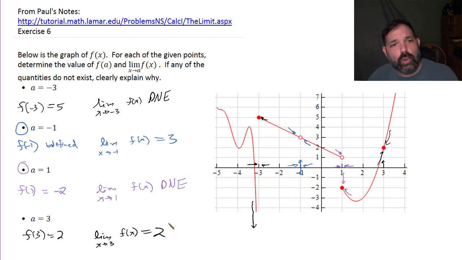All right, so that concludes this topic on the introduction to limits. In the next topic, we'll talk more about what's happening on the left and the right, what we call one-sided limits.